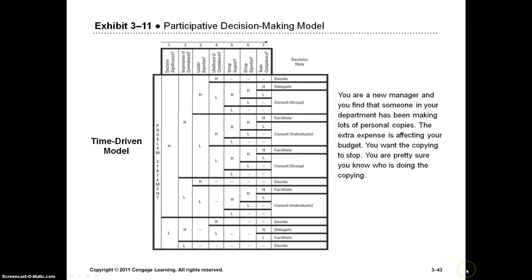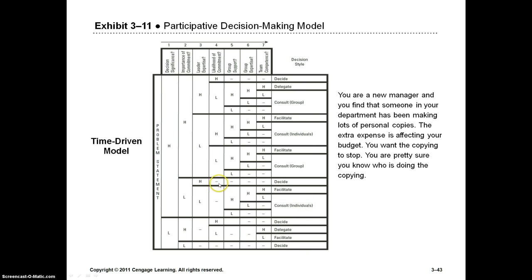Welcome to part 2 of the video tutorial for Vroom's participative decision-making model for homework assignment number 2 in Management 101. Here we have the time-driven model, and as you can see, it's a decision tree. And by decision tree, I mean we're going to look at each question. We're going to answer either high or low. That's going to take us to the next question where we'll answer either high or low, and it will take us through and eventually tell us which of the 5 decision styles to use.